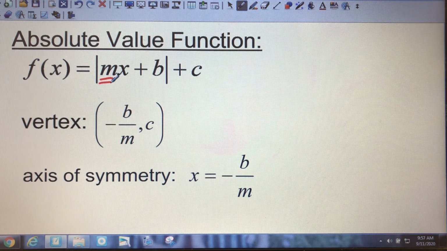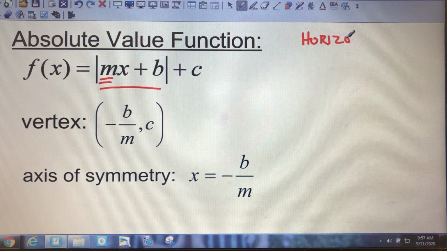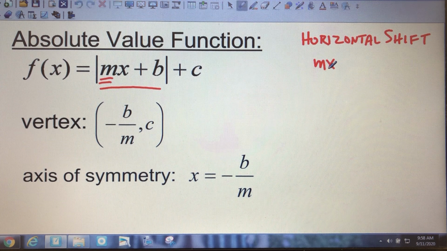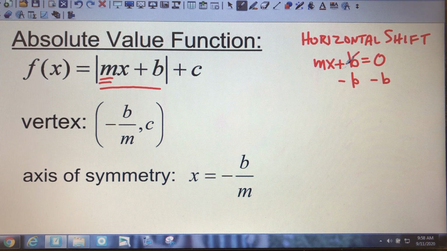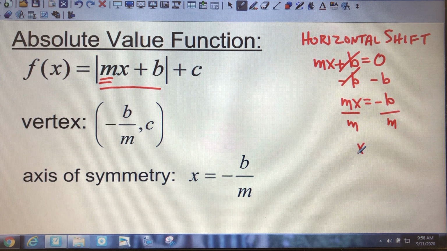The inside, all of this is still your horizontal shift. Okay, it's going to go left, it's going to go right. So what you would want to do with your horizontal shift is set it equal to 0. So set the inside equal to 0. So that mx plus b, we're going to set that equal to 0. And then solve for x. So subtract the b from both sides. And then divide by m. So that will be your right or left movement.